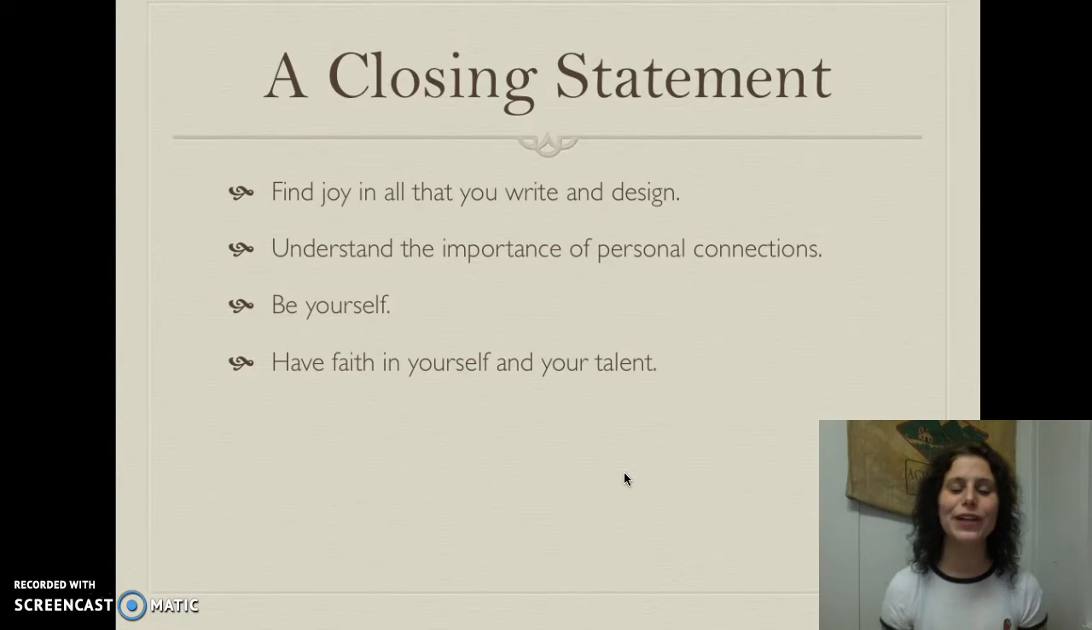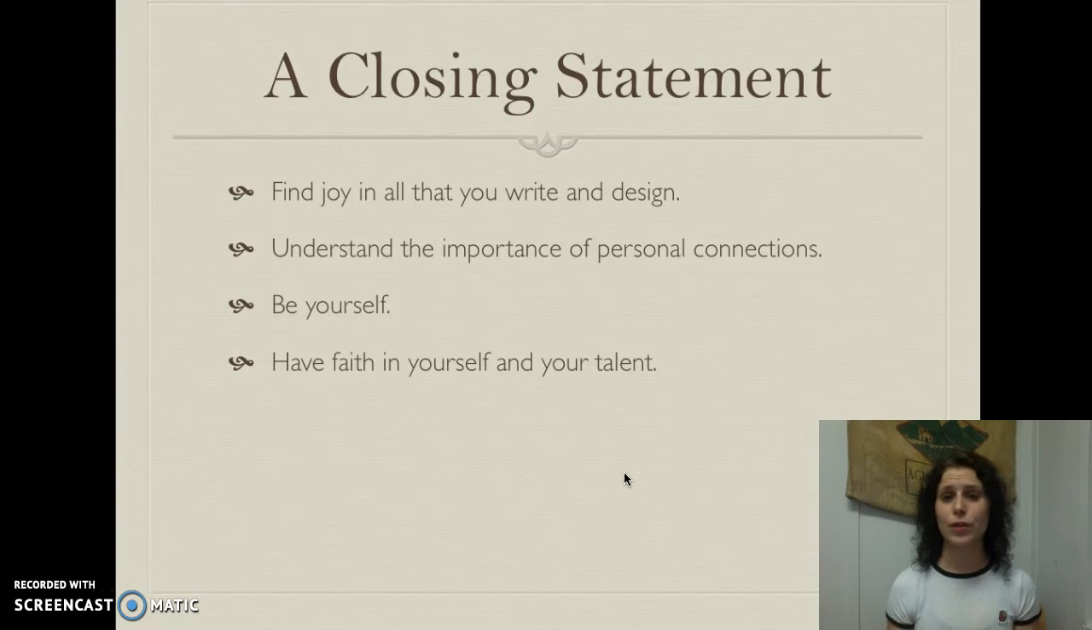The first one is find joy in all that you write. It doesn't matter if it's fiction, poetry, creative nonfiction, instructional sets, technical writing, writing a memo. Just have fun with it. Otherwise, no one's going to really appreciate it. You should really appreciate your work.